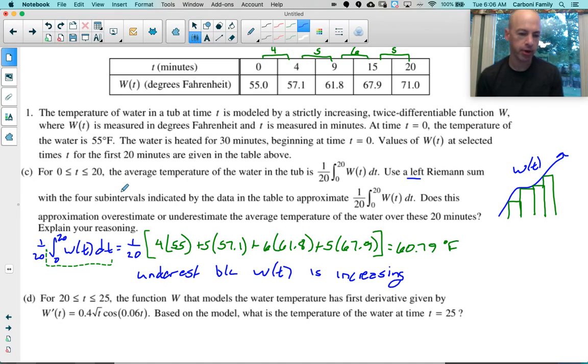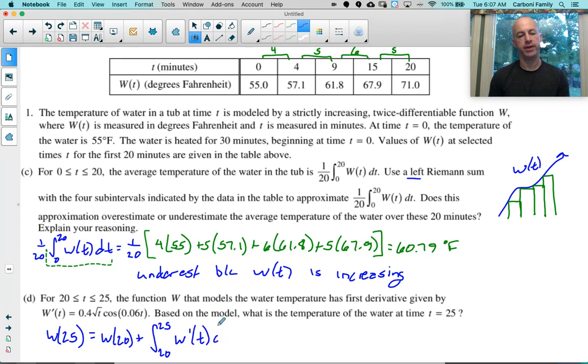All right, and then that brings us to the last part. From 20 to 25, so we are now going beyond the table. The function W that models the temperature of the water is given by this derivative. So they give you a derivative for the water temperature for 20 to 25. Based on this model, what is the temperature at time T equals 25? So they're asking you for the temperature at 25, and they gave you the rate of change. So this one, W of 25, I know what my temperature was at time 20. So there's a starting point, and then I need to measure the change from 20 to 25. And so we're going to do the net change from 20 to 25 plus the initial condition. We will throw that in the calculator.